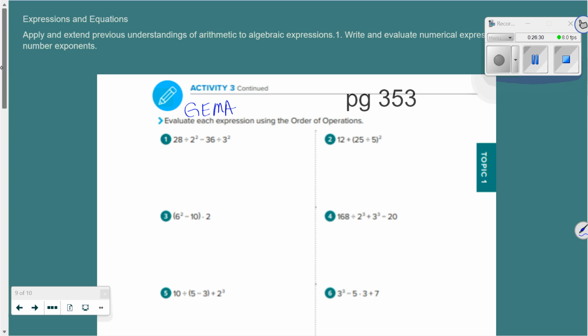So G is I'm looking for grouping symbols. Anything inside of a parentheses or a bracket, or if it's a division bar, things on top and then things on bottom. Exponents, we've been doing those all morning. Multiplication and division goes from left to right. Then addition and subtraction goes left to right. Do not skip a step. If you skip a step, you'll get the wrong answer.